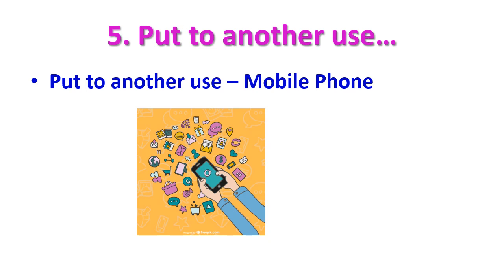A very good example for put to another use is the mobile phone. From this diagram, we can easily identify how the mobile phone is used for various other purposes. So we can use the same mobile phone for so many other purposes, which is called put to another use.